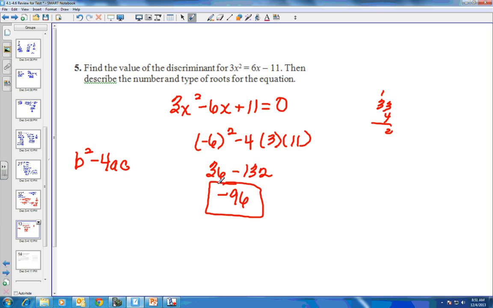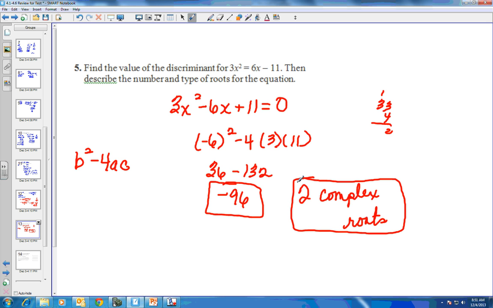If the discriminant is negative, what kind of answers will I have? I'm going to have imaginary numbers. So I'm going to have 2, and we call them complex numbers or imaginary numbers. So 2 complex roots. Okay.